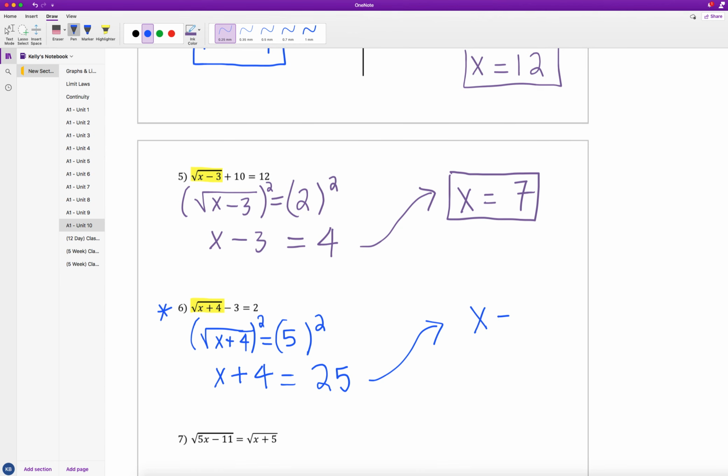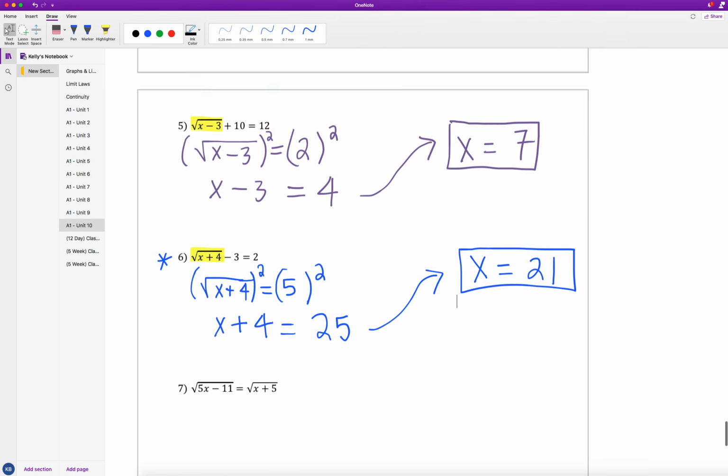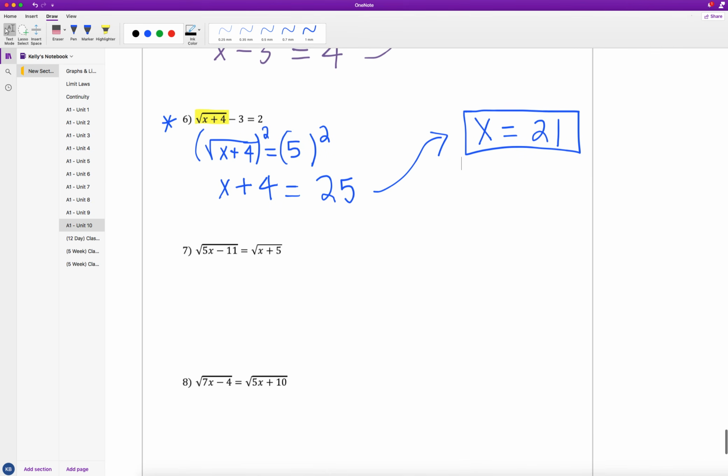Our last step here is to subtract 4, which we can do now since the square root is gone, and we end up getting x equals 21 as our answer to example 6. Okay, let's look at our last two examples.